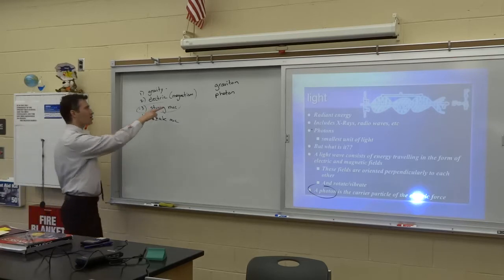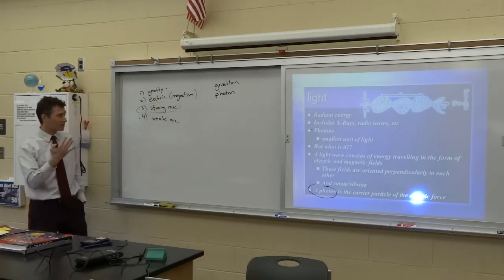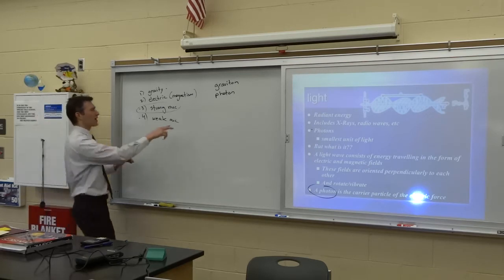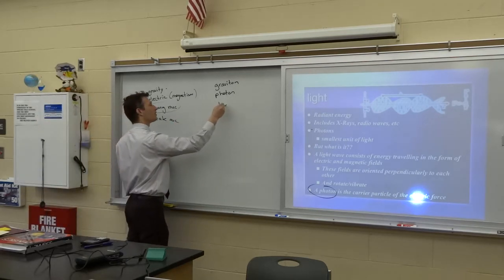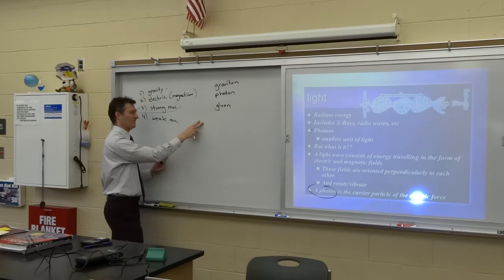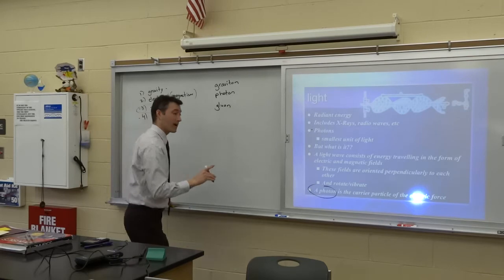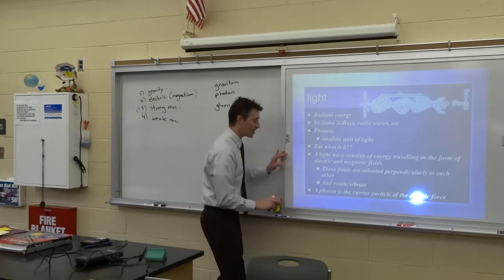So the photon, the carrier particle of that, is the same thing as what we're saying the smallest unit of light is. This one I think is called a gluon, and oh boy, what is this one called? I forget what this one's called. So a photon is a little more complicated than just saying that it's the smallest unit of light.